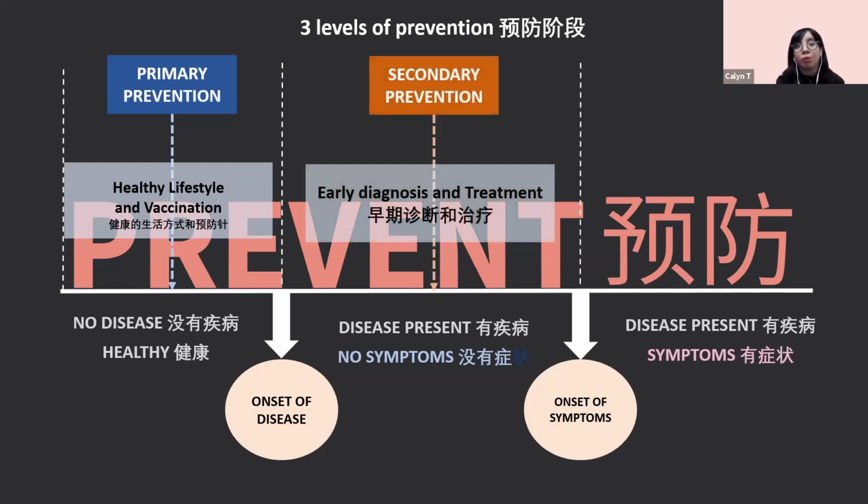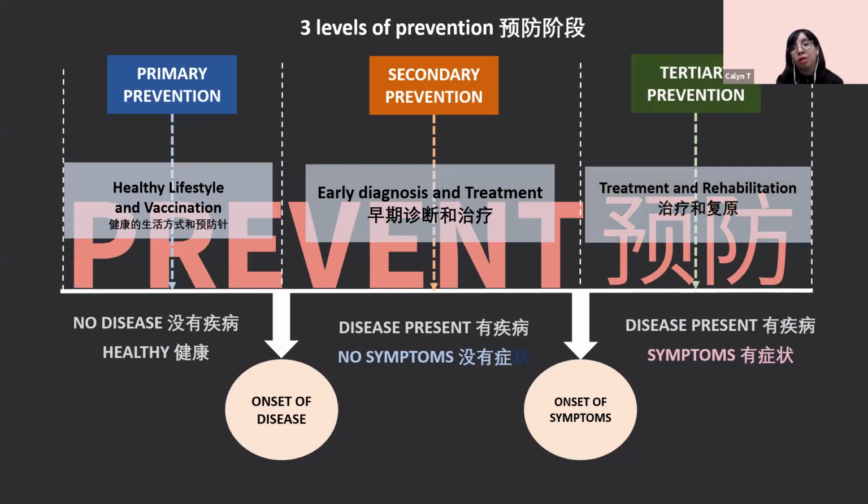Secondary prevention is when you have the disease but no symptoms. What you do at secondary prevention is early diagnosis and treatment, because you would not know that you have the disease. So you will have a yearly checkup, or do your blood test yearly. Whenever the doctor picks up certain things, you will catch them early and have early treatment. And tertiary prevention is when you have the disease and you have symptoms. At this level you get early treatment, and because the disease is already present, we just want to stop it from getting worse. So it's treatment and rehabilitation.